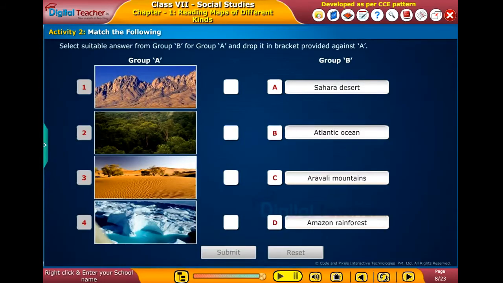Now, let us perform an activity on match the following. Select suitable answer from Group B for Group A and drop it in the bracket provided against A.